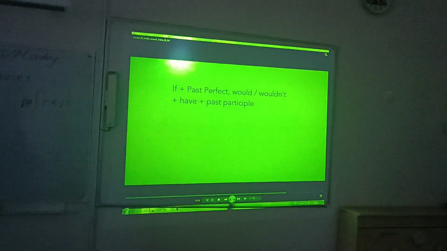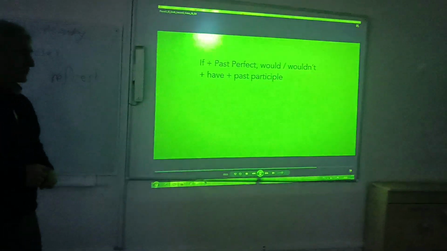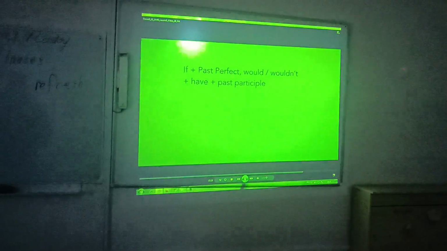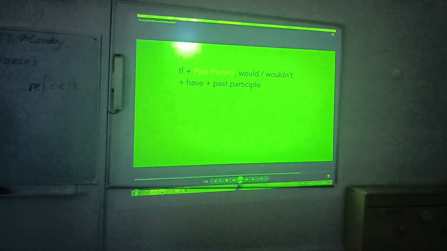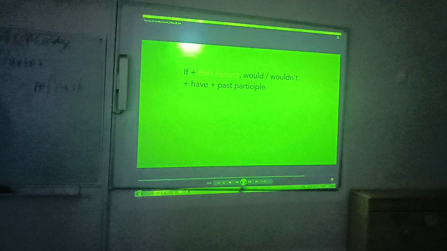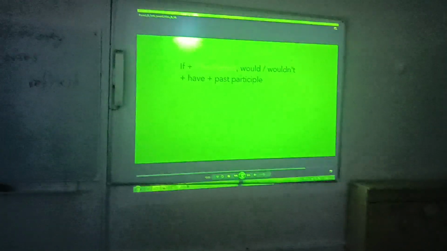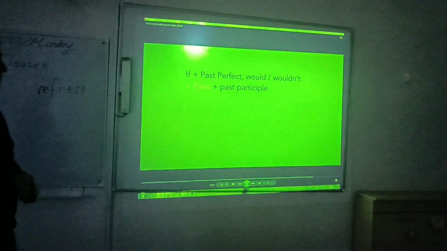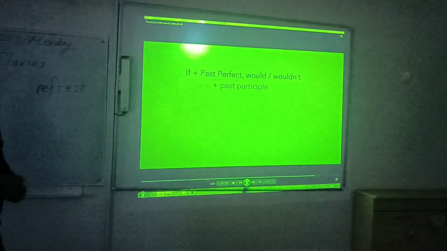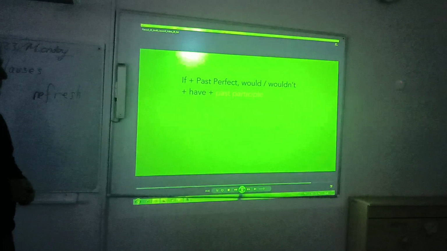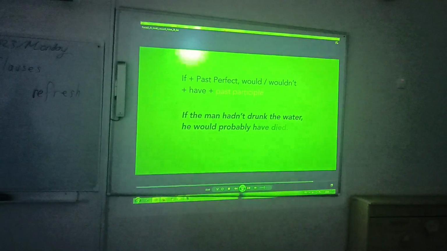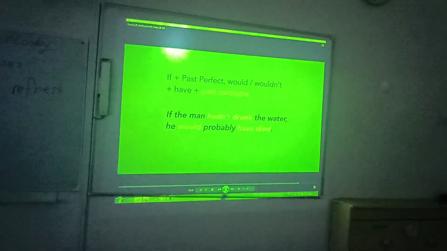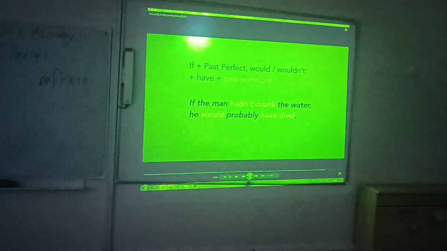Look at the structure of third conditional sentences. In the clause describing the condition after if, you use the past perfect. In the part describing the effect, you use would or wouldn't, plus have, plus the third form of the verb, the past participle. Look at an example from the video. If the man hadn't drunk the water, he would probably have died.